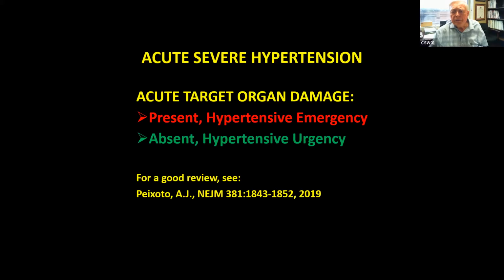What we're looking for is evidence that a key organ, which mostly is the brain or the kidney or a blood vessel, has been damaged and its function is compromised. So if that's the case, then you diagnose a hypertensive emergency and a whole set of things follow from that. If that's not the case, then you diagnose hypertensive urgency and a whole set of things follow from that.